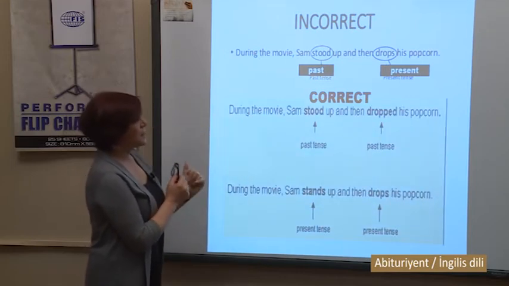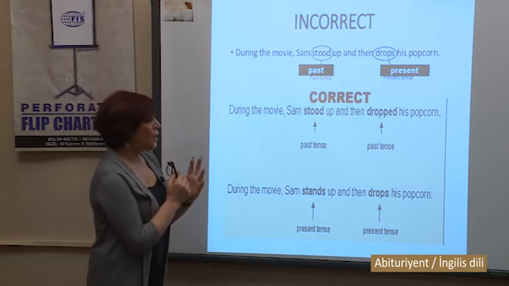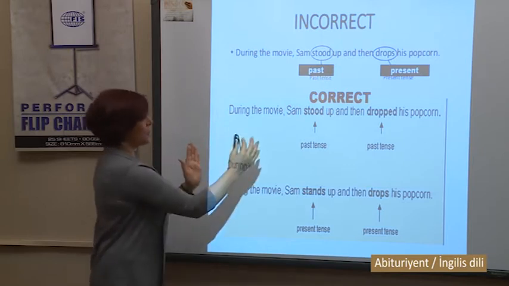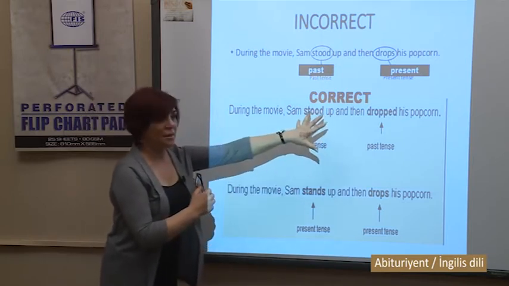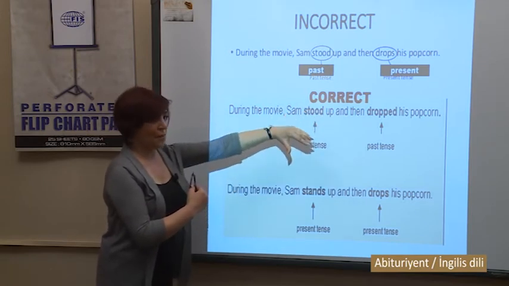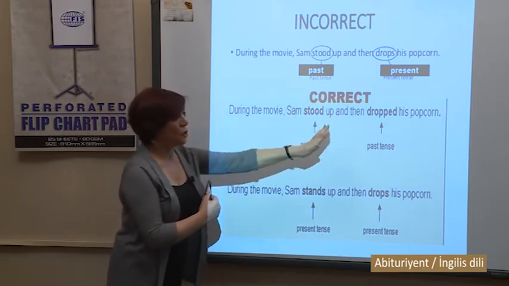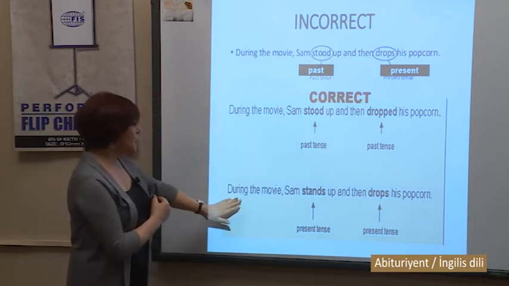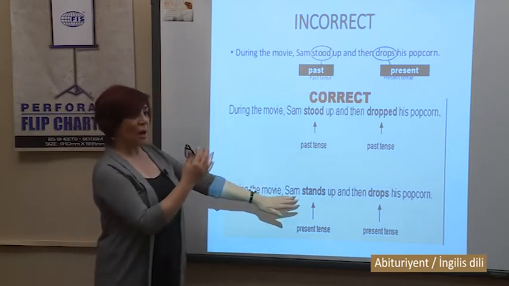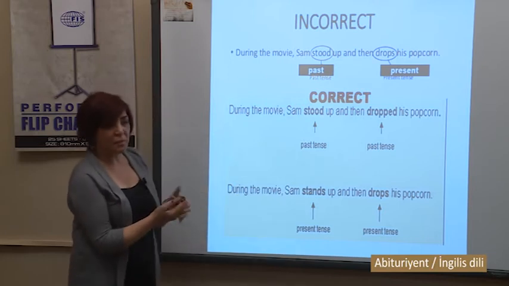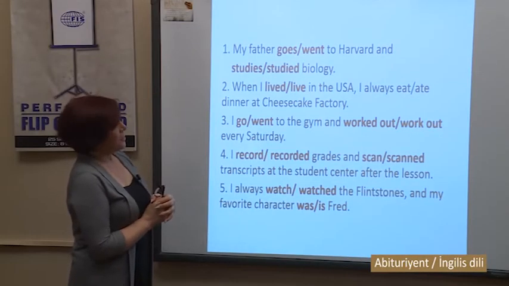Now, let us see the correct answer here. During the movie, Sam stood up and then dropped his popcorn. You see that it means different events happened at the same time: stood and dropped. Or, during the movie, Sam stands up and drops his popcorn. It means that it usually happens with him. When he goes to the cinema and when he stands up, he forgets about his popcorn and he always drops his popcorn.